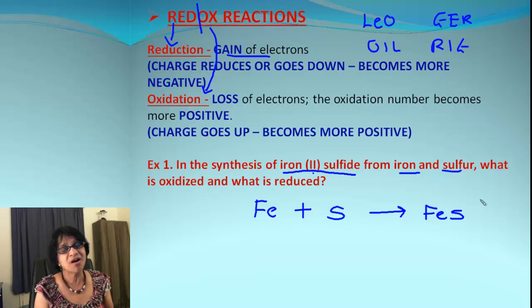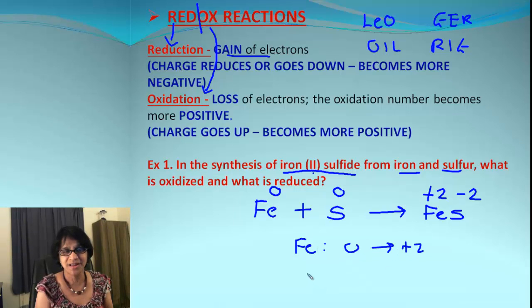Let's write down the oxidation numbers for each of the substances on the top. Iron is the element itself, so it will be 0 as the charge. Sulfur again is the element itself, it's a neutral atom, so 0 is the charge. FeS is an ionic compound, so this is +2 and sulfur is -2. So what do we get? We end up having iron going from 0 to +2 and sulfur going from 0 to -2.